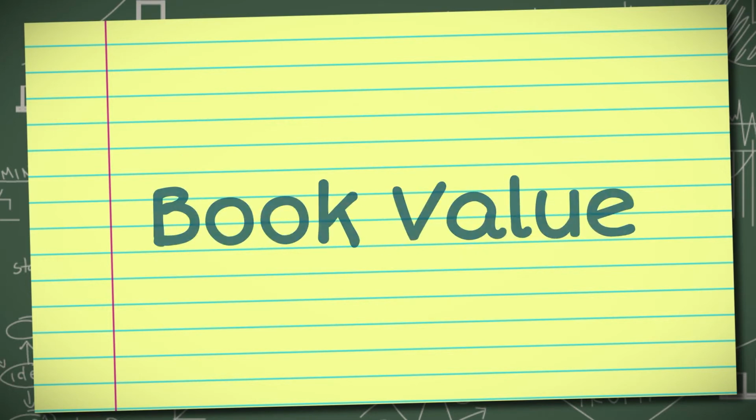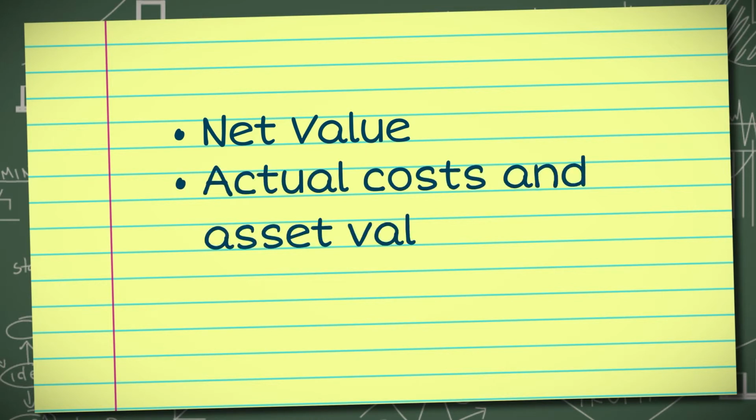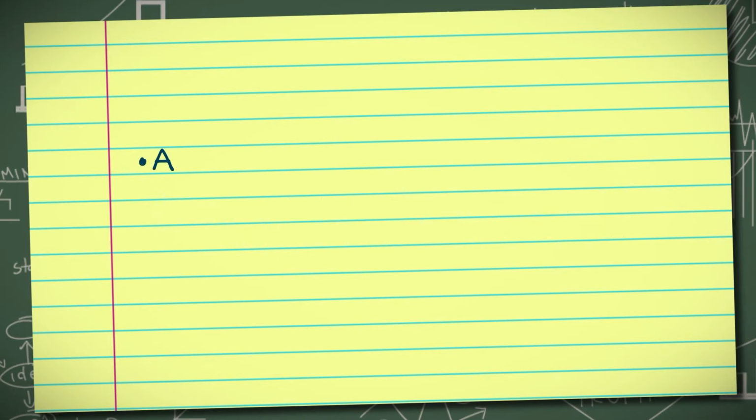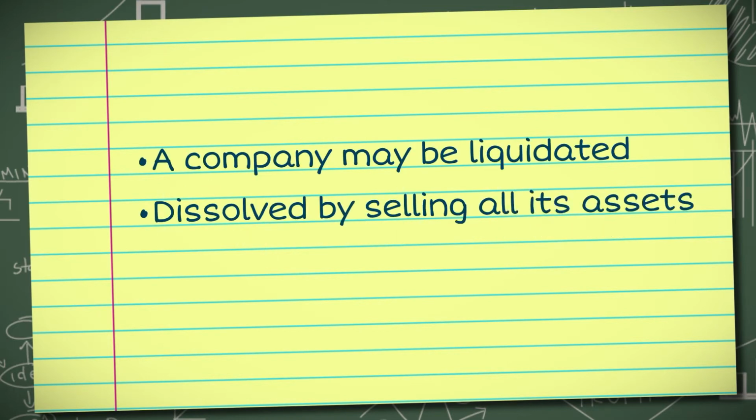Book value. This is the net value in accounting terms of a company based on actual costs and asset values. Liquidated. A company may be liquidated or dissolved by selling all its assets and then using the cash to meet any obligations to creditors.